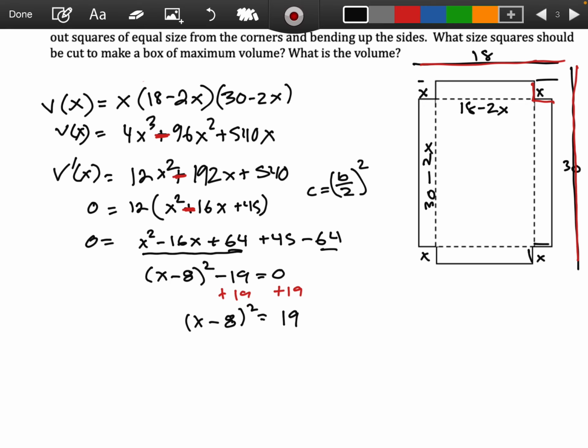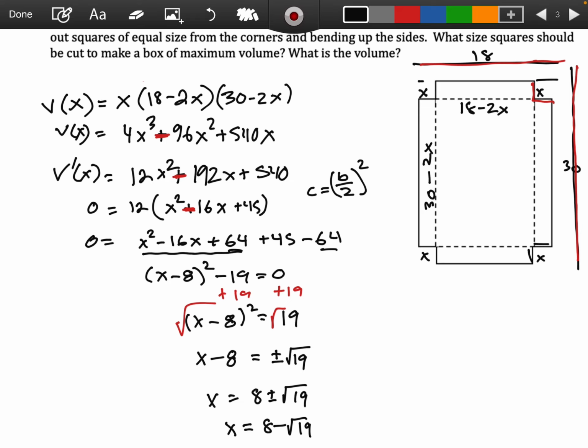So now I'm left with x minus 8 is equal to plus or minus the square root of 19. And x, it's going to be my final answer. It's going to be x is 8 plus or minus the square root of 19. And again, if you look at the domain, you actually only want to look at the bottom one. x is equal to 8 minus the square root of 19. All right. This is the only one that's going to be in our domain.